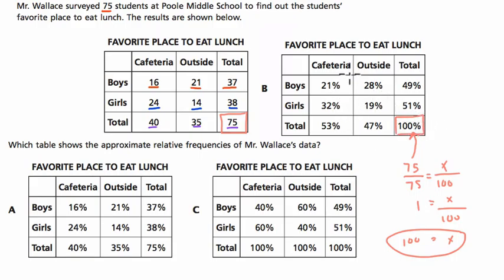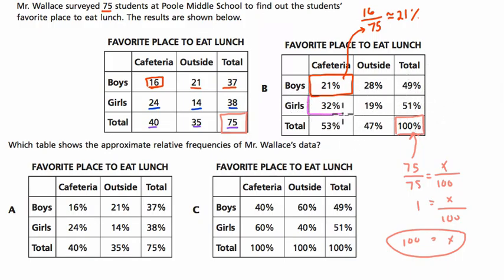So if we go back here, let's talk about why there's 21% in this spot. Well, 21% of the total are boys who prefer the cafeteria. That's what this is telling us. In other words, this calculation comes from taking the 16 boys who prefer the cafeteria and dividing by 75, and if you round it, it's about 21%. And you can do the calculation using a proportion there. And then as we go on, I'll show one of the last ones in detail.